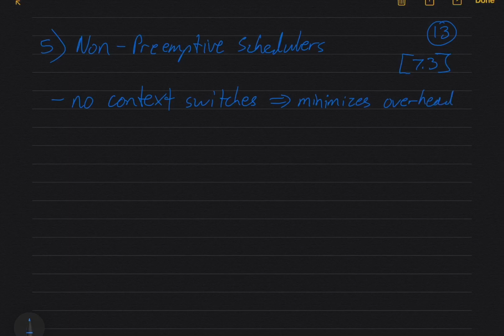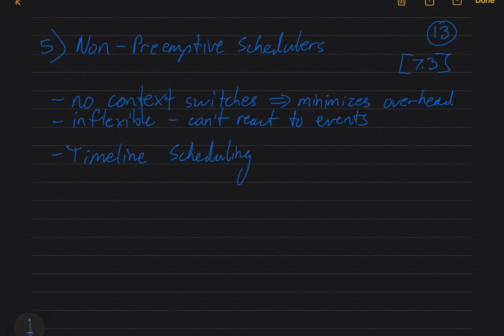On the other hand, it's very inflexible, as we talked about. Can't react to events, or at least not quickly. And so the technique is called timeline scheduling, otherwise known as the super loop.